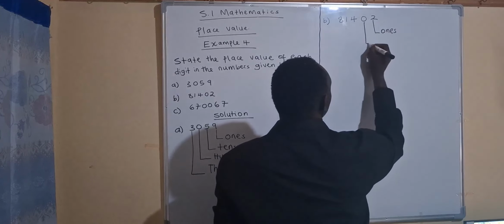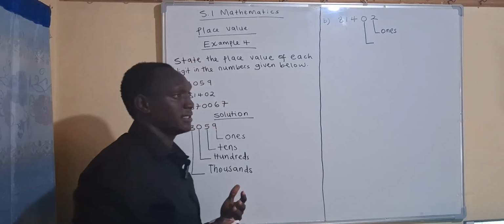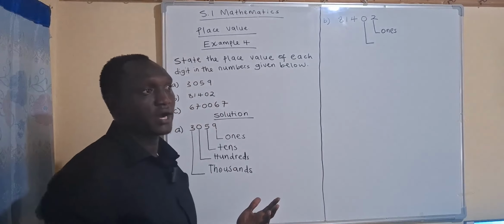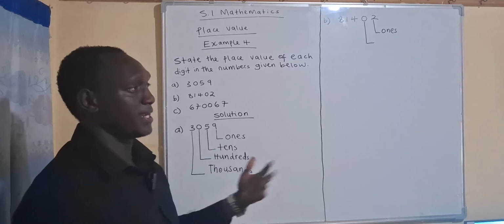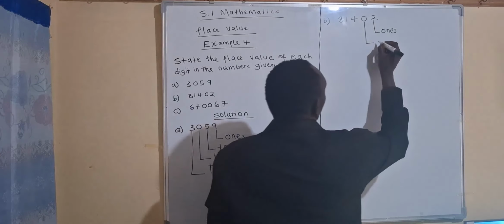This implies that in this number, ones are occurring 0 times. And then we come to 4. We just look at the position.